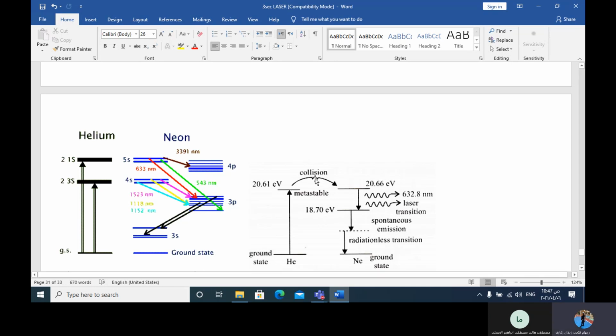So after collision, this is the collision between helium and neon. This is the ground state. And here you have two types of radiation. You have a spontaneous emission, and you also have the laser transition, which is the stimulated emission. Can you see here? You have one photon here and one photon here, and these two photons are coherent with each other, they have the same phase and the same frequency, and they cause the lasing action.